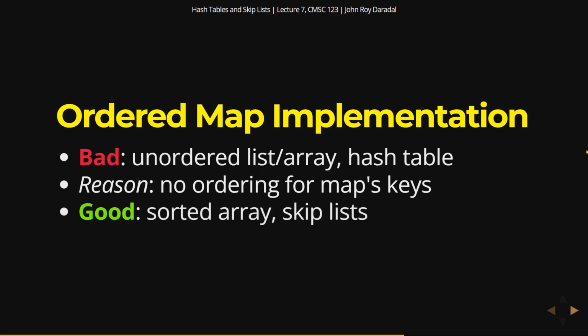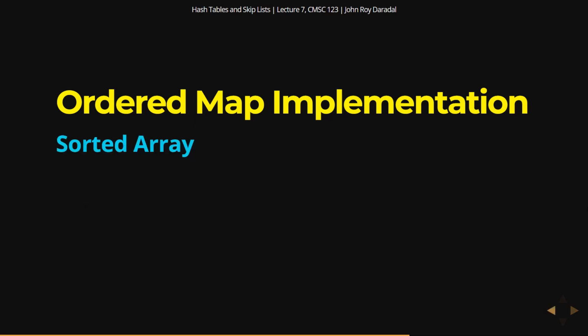But what we could use would be the sorted array, because for one, it's sorted. And later on, we'll also look at skip lists as another implementation for the ordered map data structure. So before we go to the skip list, let's take a look at the sorted array first.